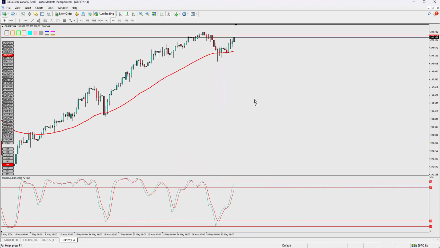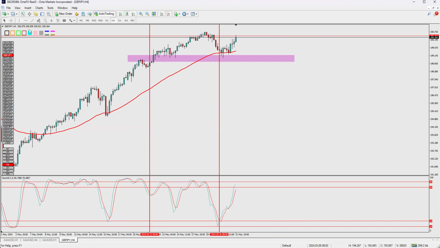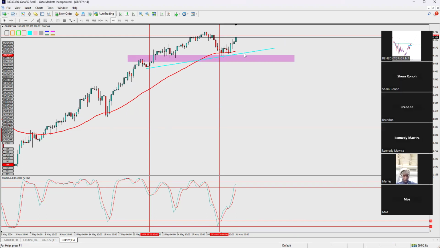Let's see what we are having here on H4. You can see at this point, and then you can see this. These are clear divergence. We have lower high and then lower low. We call it hidden divergence. So when the market is coming here, you just enter buy.